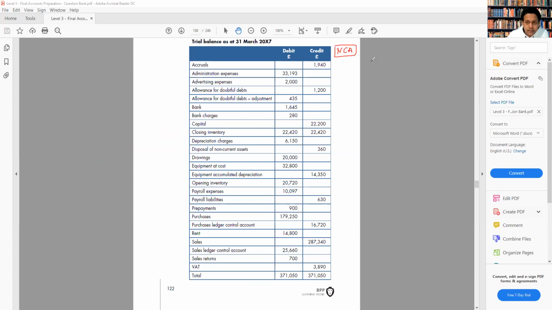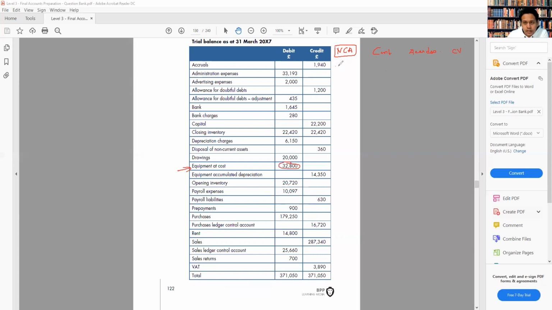In the non-current asset, we have three things. Remember the cost, then accumulated depreciation, and we have carrying value. Sometimes some questions might say book value. Remember, the carrying value and the book value are the same thing. So the cost is 32,800, and we have equipment. That's the only asset we have, I think.